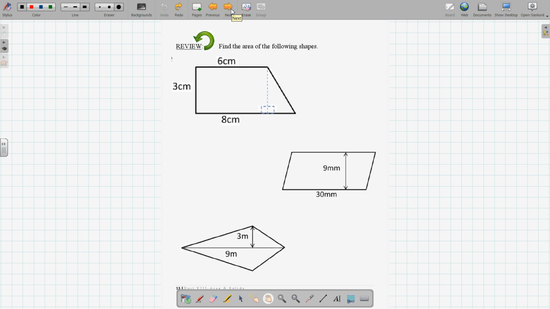All right, I'd like you to find the area of the following shapes. I'd like you to challenge yourself to do this without a calculator, friends. Finish this page on your own, then restart the video.